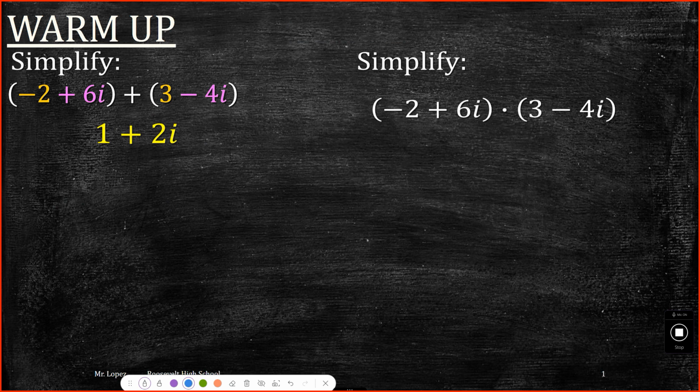This one right here is telling you to multiply. That's the dot, multiply. Negative 2 times 3 is negative 6. Negative 2 times negative 4i is positive 8i. 6i times 3 is 18i. 6i times negative 4i is negative 24 i squared.